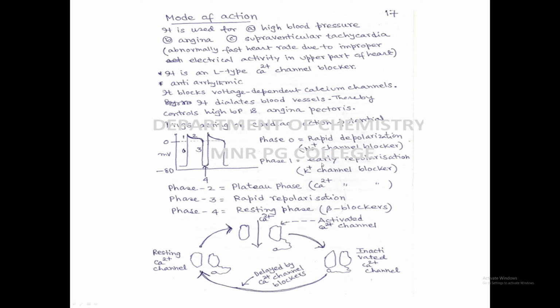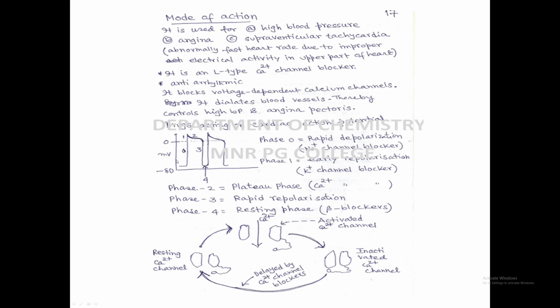Phase 1 is known as early repolarization. So phase 0 is associated with depolarization, D for Delhi, depolarization, and phase 1 is called early repolarization. Now phase 2, if the doctor feels it can be controlled, is called the plateau phase, and that is controlled by a calcium channel blocker. If phase 3 can be arrested, that is called rapid repolarization. And phase 4 is the resting phase, which can be controlled by a beta blocker.